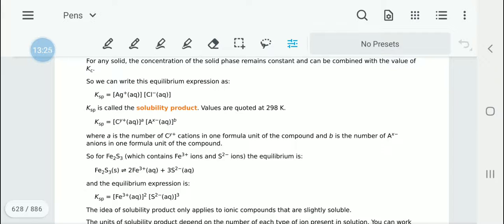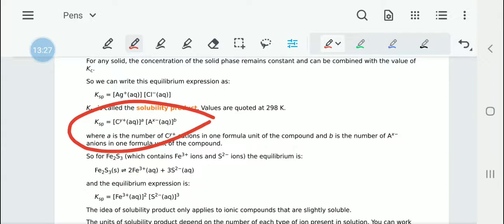The general formula is this: Ksp equals, within square brackets, Cy+ aqueous to the power A, times Ax- aqueous to the power B.